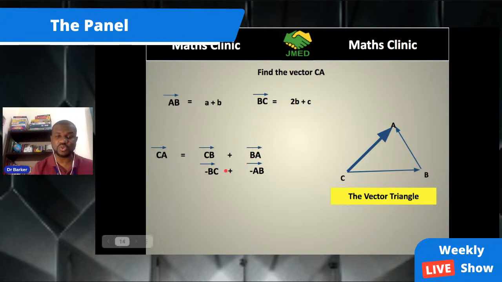Now, I have to know that I don't know CB, but I know BC. So I know that CB is minus BC. And I know that BA is minus AB. That's the stuff that I said is going to be a regular part of your work. So you're going to have to get the equation right and then do those steps after.